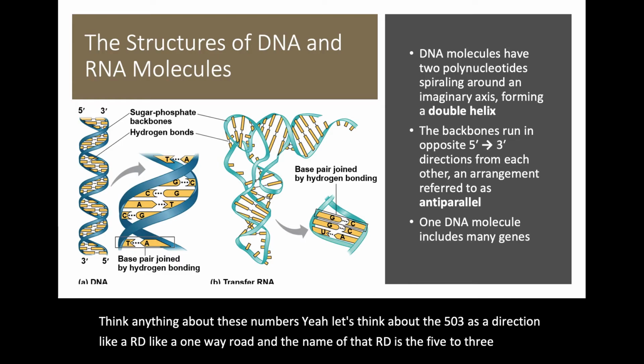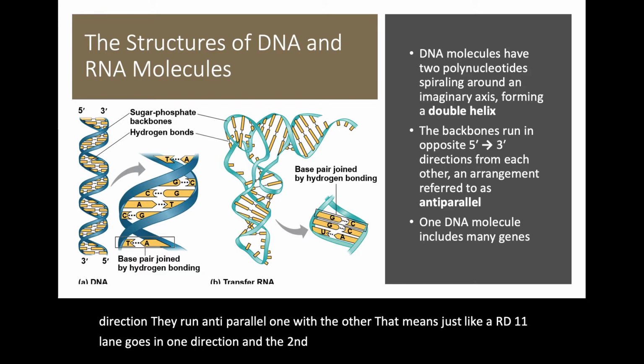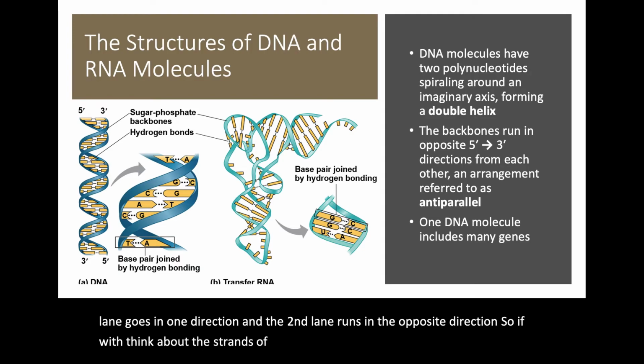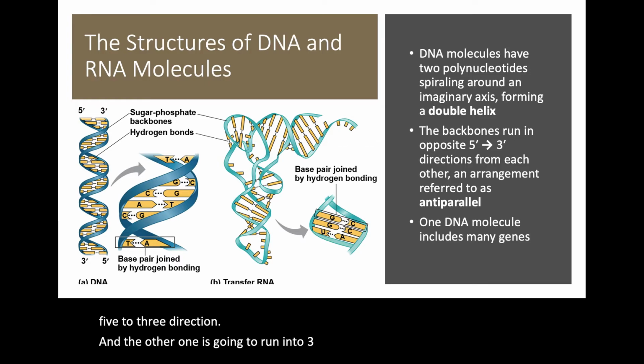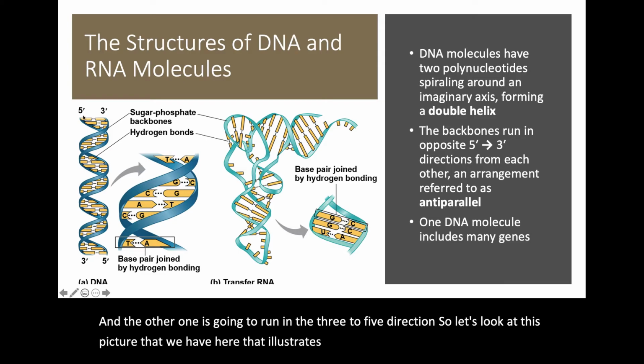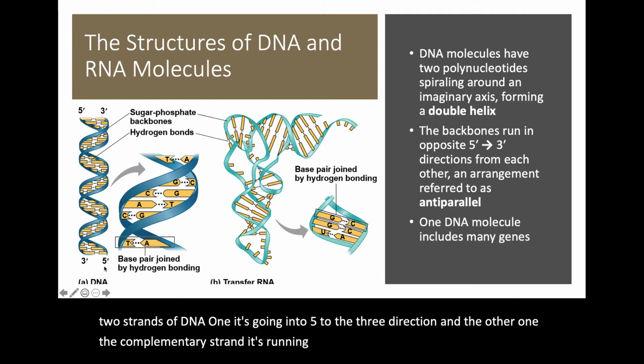Okay? They run anti-parallel one with the other. That means, just like a road, one lane goes in one direction and the second lane runs in the opposite direction. So if we think about the strands of DNA, one of those strands is going to run in the 5 to 3 direction, and the other one is going to run in the 3 to 5 direction. So let's look at this picture that illustrates this particular concept. Here we have two strands of DNA. One is going in the 5 to 3 direction, and the other one, the complementary strand, is running in the 3 to 5 direction.